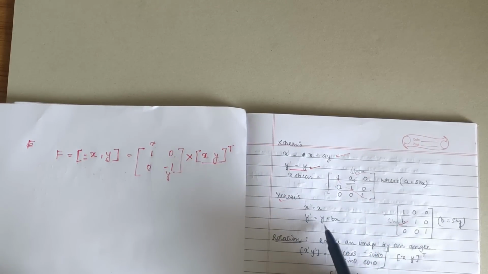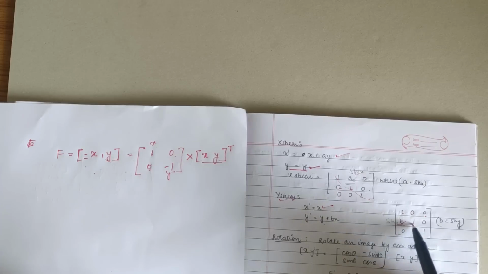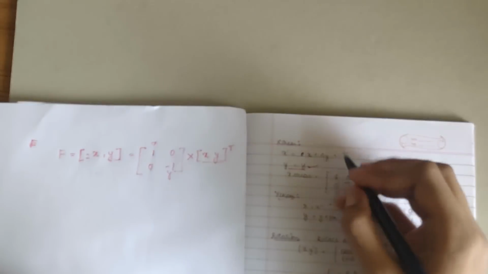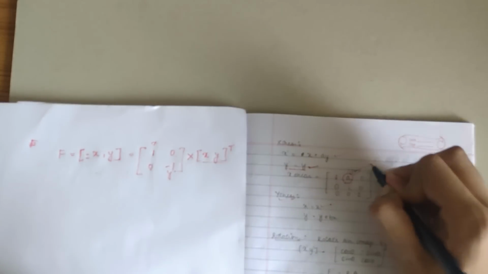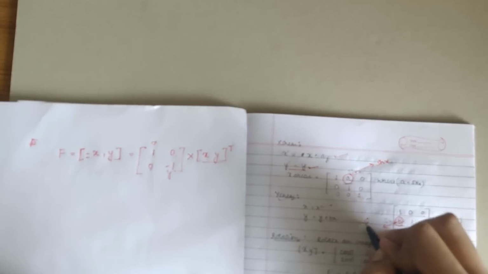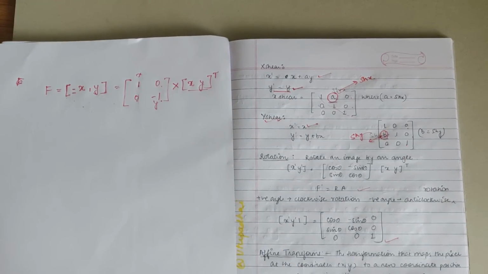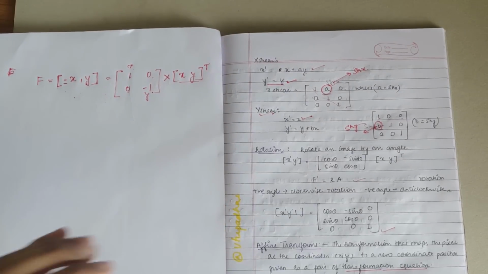Then y shear will be equal to, now here it comes about y shear, your x will remain as it is, y dash equal to y plus bx. So it will be 1 0 0, b 1 0, 0 0 1. So this a is nothing but your shx and this b is nothing but your shy. Okay. Next we have is rotation.